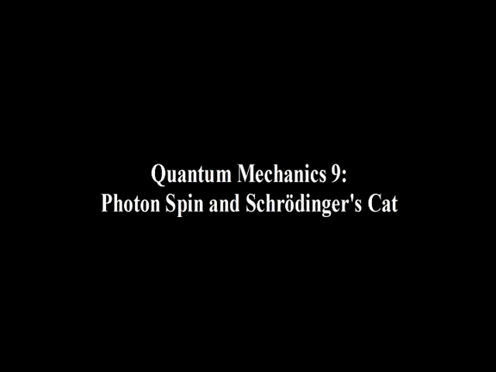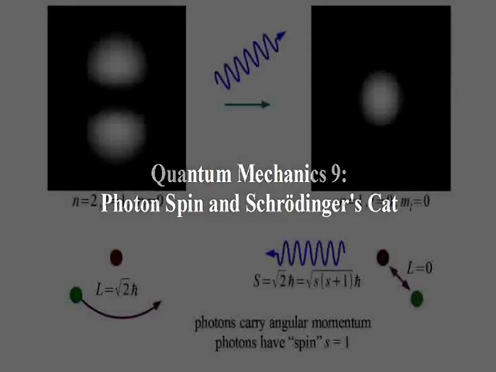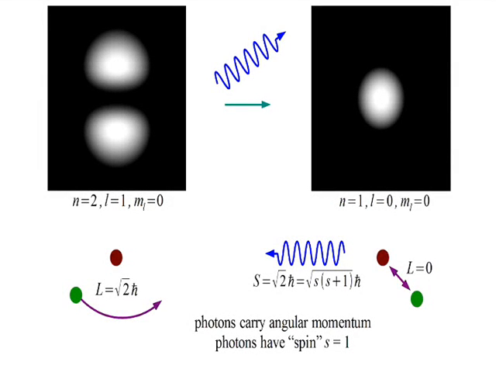Welcome to the 9th video in this series on quantum mechanics, where we'll discuss photon spin and the quantum paradox known as Schrödinger's cat. In the previous video, we saw that when a hydrogen atom emits a photon, it transitions between states of different energy and angular momentum. In order to conserve both energy and angular momentum, we concluded that not only does the photon carry energy, but it must also carry angular momentum. The photon must be a particle with spin s equals 1.